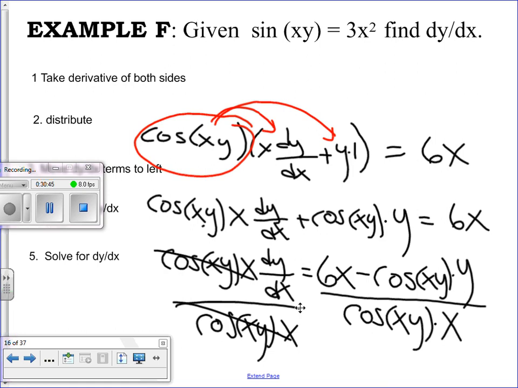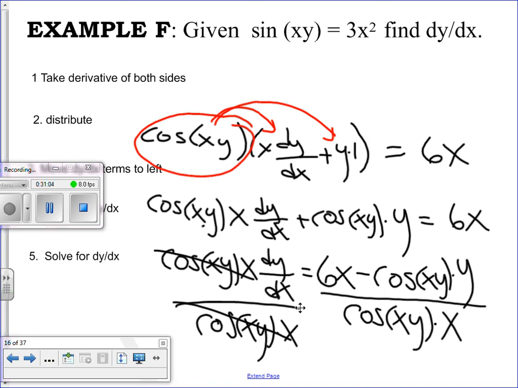Can I cancel that cosine xy? I see things are the same. Oh, no, because that cosine of xy is not a factor of the entire numerator. It's only a factor of one of the terms in the numerator. So that's your answer. How's that for a derivative? So fun, right?